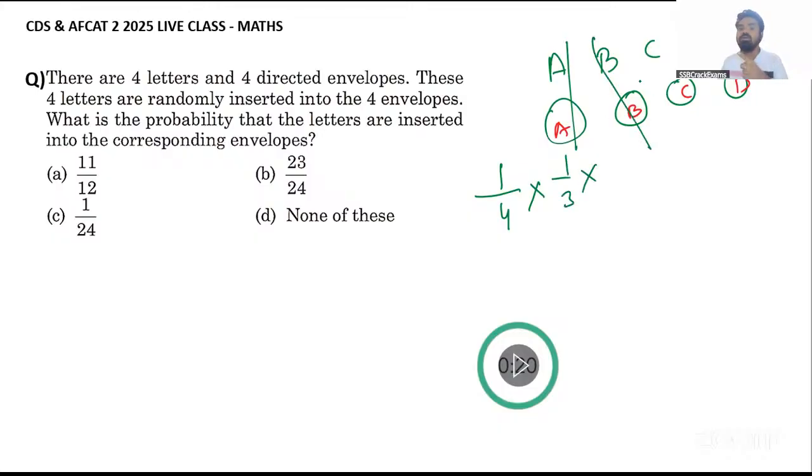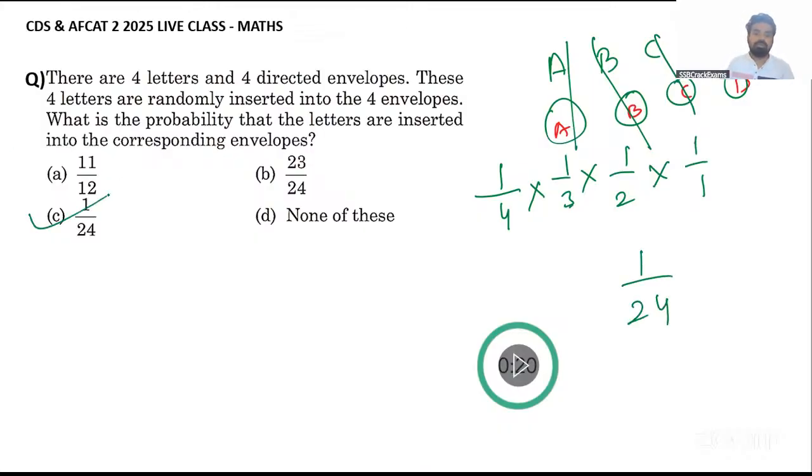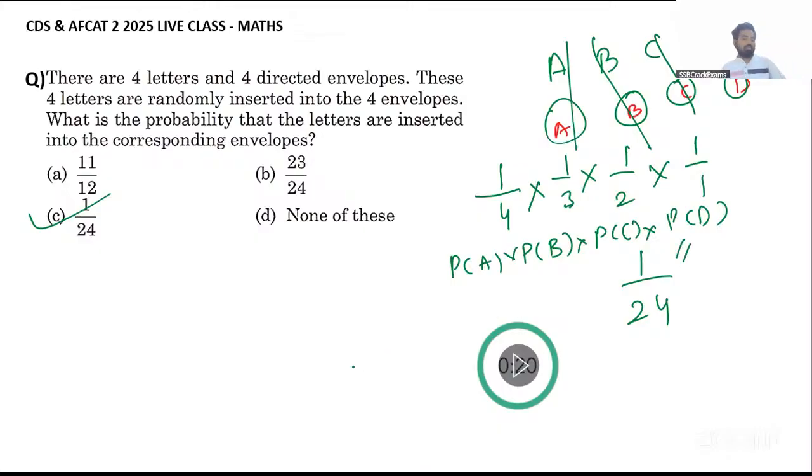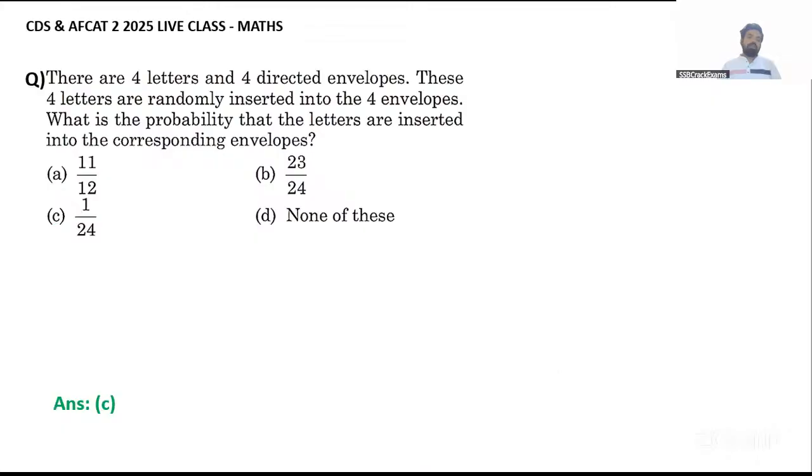Now two envelopes are remaining and there are two letters. So 1 out of 2, it means 1 upon 2 now. And now only D is remaining, so 1 upon 1. So it is simply 4, 3 are 12, 2 are 24. So it was very easy. This is how we do it. Probability of A multiplied by probability of B multiplied by probability of C multiplied by probability of D, all multiplied together. So it is 1 upon 24. That's all. Let's get the answer. It is option number C.